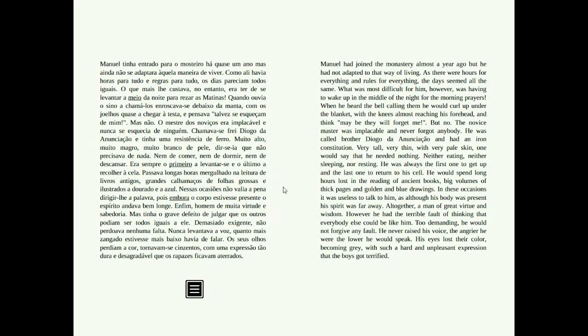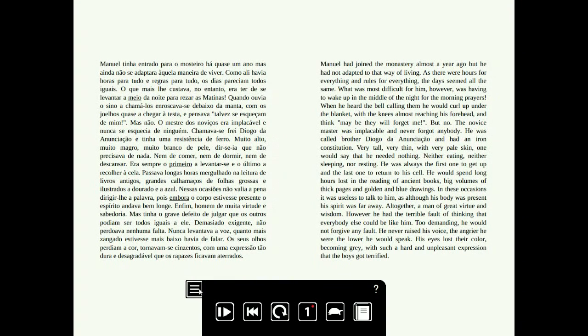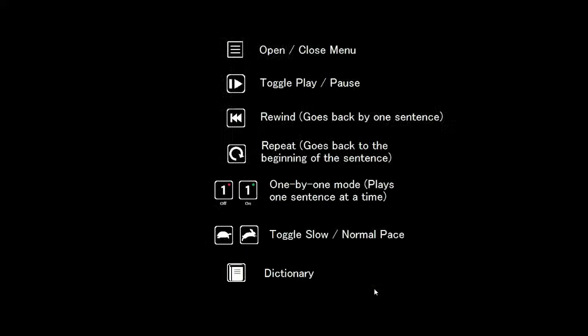Let's open the menu and observe the functionalities it offers. Now we may press the Help button on the menu's top right-hand corner to get a short description of what each button does. We are able to pause, resume, and rewind the audio playback, repeat the active sentence, activate one-by-one mode, making it so that audio playback is paused at the end of each sentence. We may reduce the audio speed through a toggle, and lastly, we can activate dictionary mode.